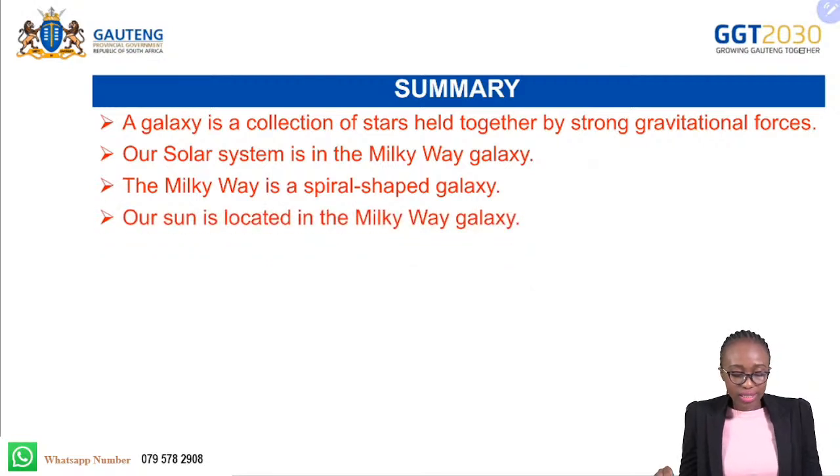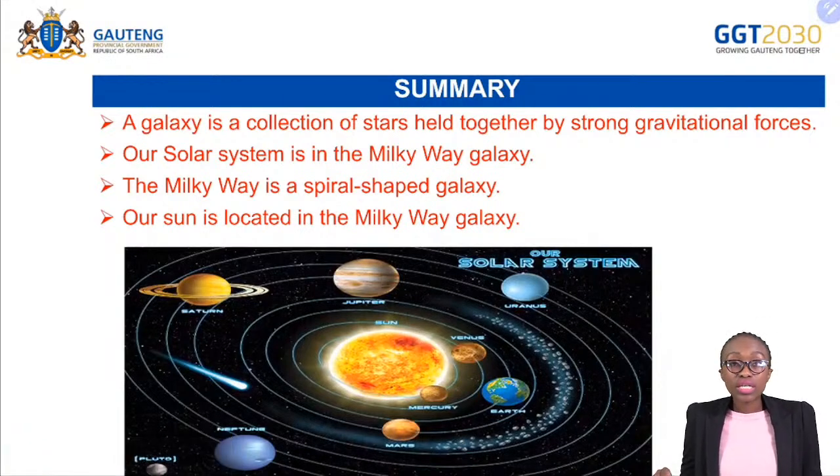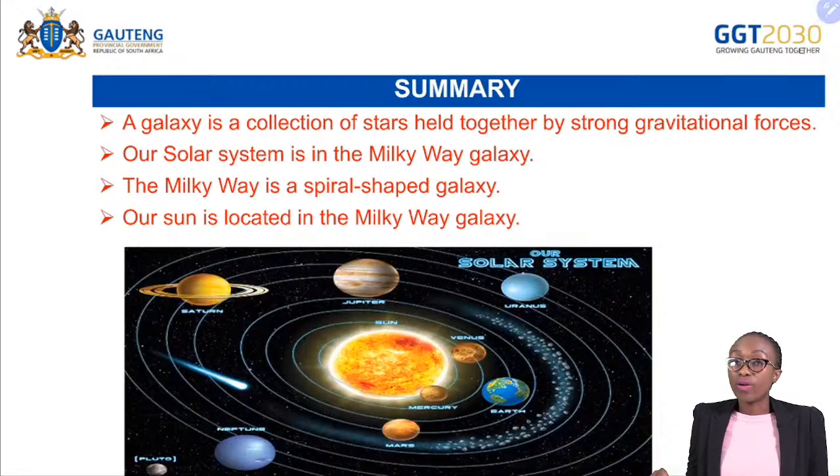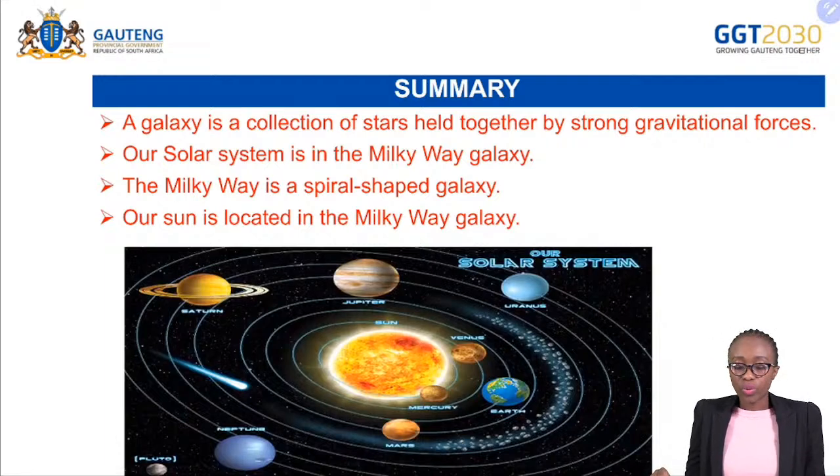And then our sun is located in the Milky Way galaxy. And our sun is 25,000 light years away from the center of the Milky Way galaxy. And the Milky Way galaxy is 100,000 light years across, which is quite a big distance. And there is a picture of our solar system and our sun, which is a very, very long distance away from the middle of the Milky Way galaxy. And our solar system is located on the local arm or on the Orion arm, which is at the edge of the Milky Way galaxy.